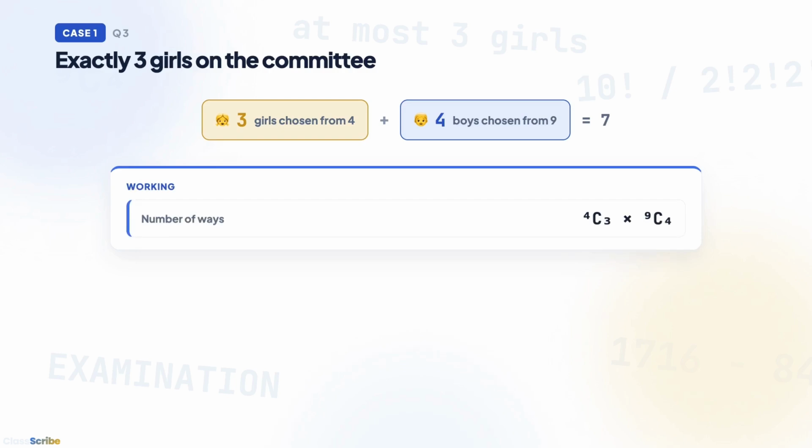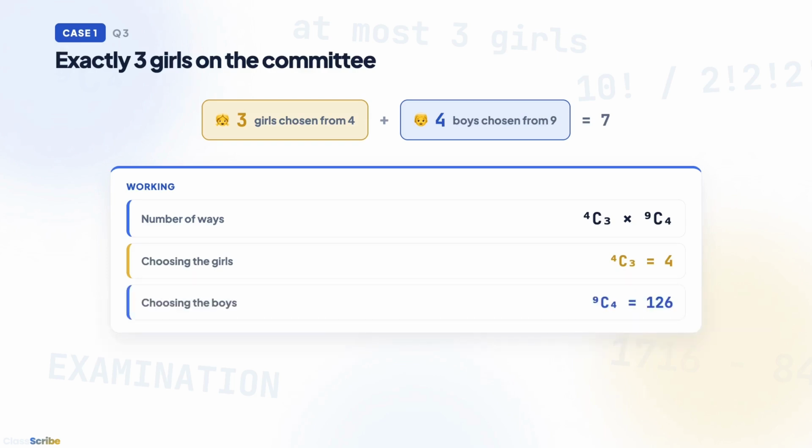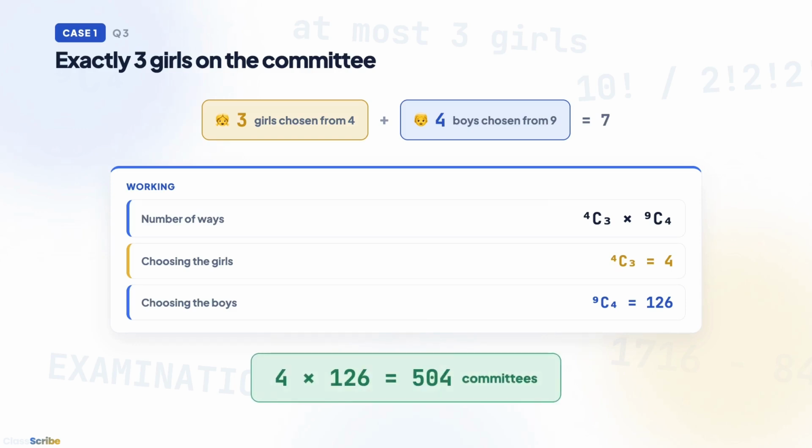The number of ways is 4 combination 3 multiplied by 9 combination 4. 4 combination 3 equals 4 and 9 combination 4 equals 126. So the total number of committees is 4 multiplied by 126, which is 504.